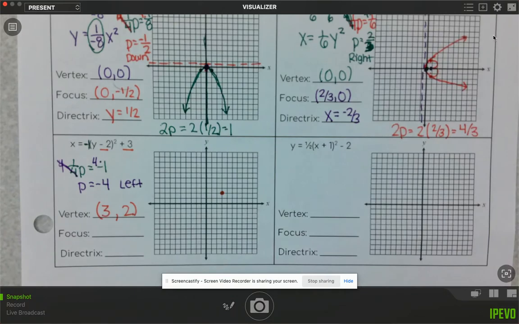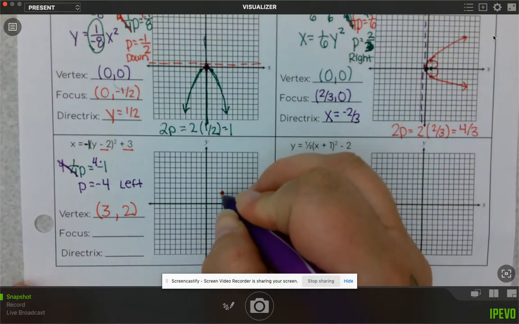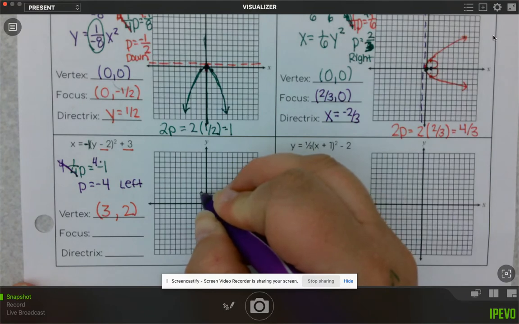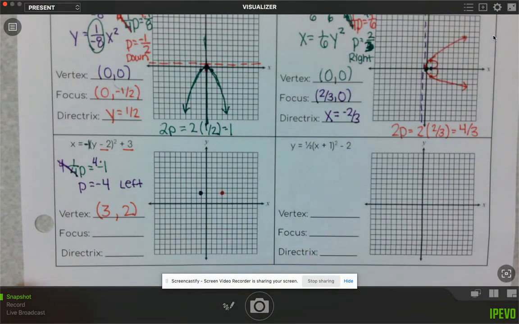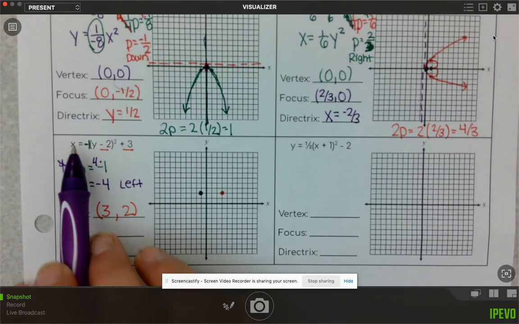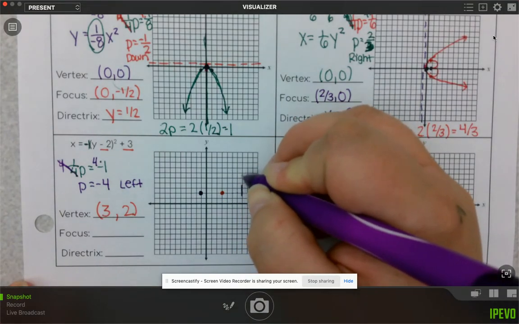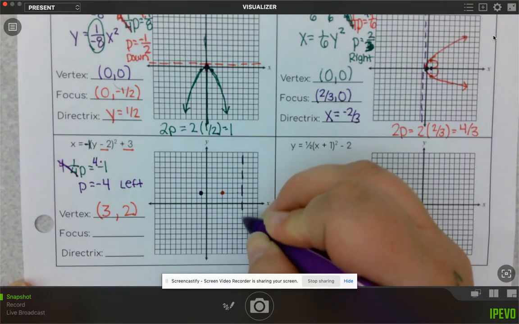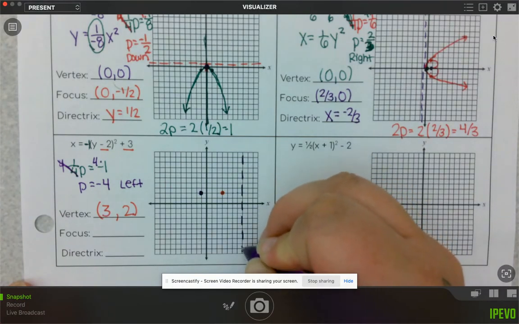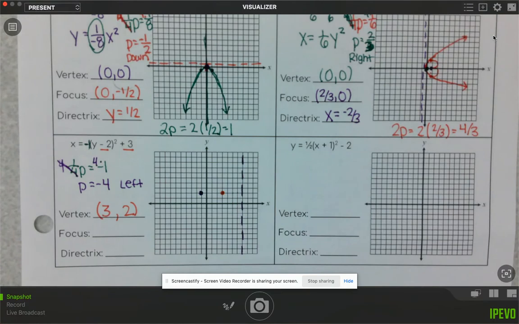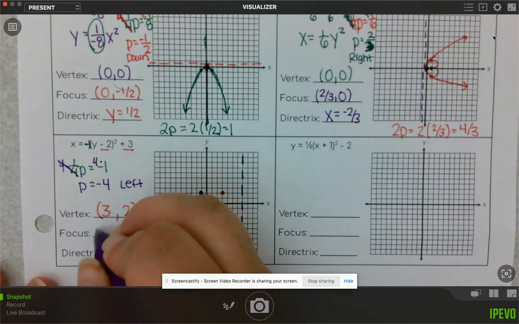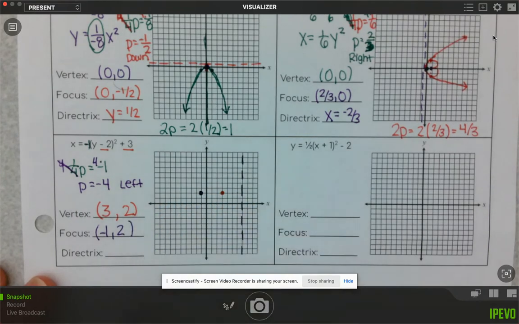So I'm going to go from my vertex -4, which means left 4. That is my focus. And I know that I'm moving along the x-axis because x is the one by itself. And then I can go 4 the other way, and that is my directrix. So when I go the opposite direction, that's where I draw my directrix. And then that means my focus is -1, 2, because again, I'm changing the x values by 4. So I'm subtracting 4, but the y value is staying the same.